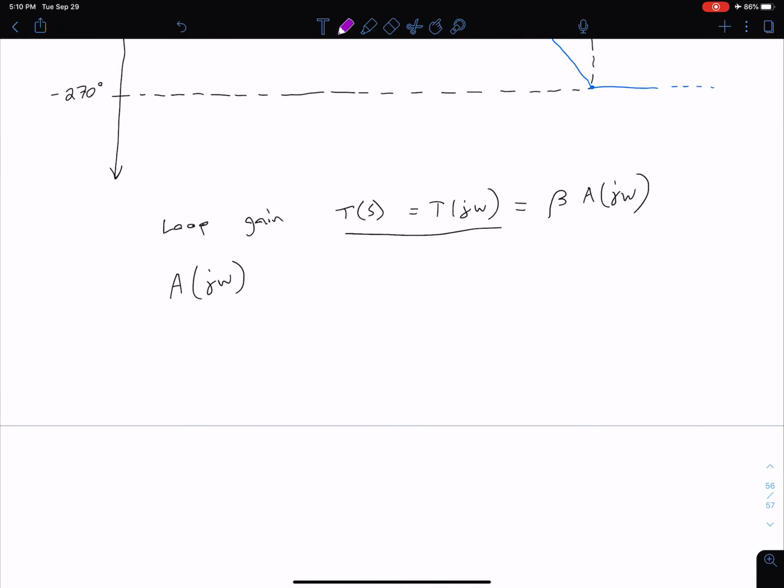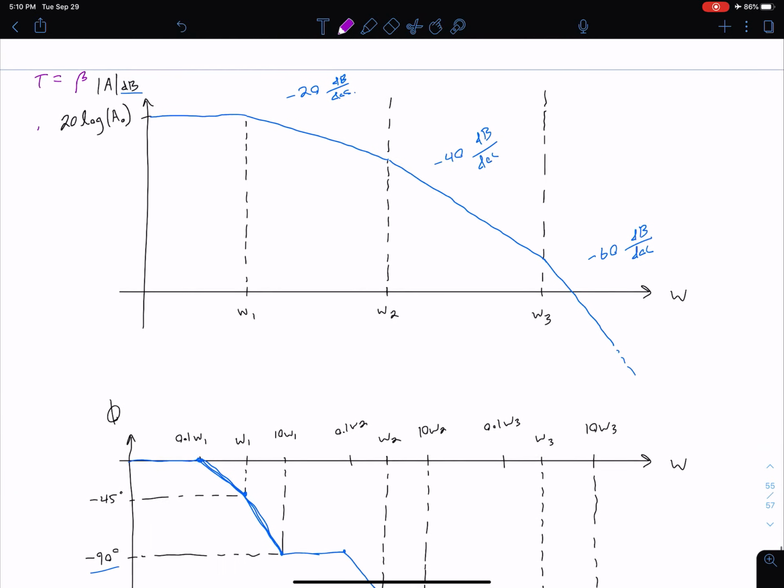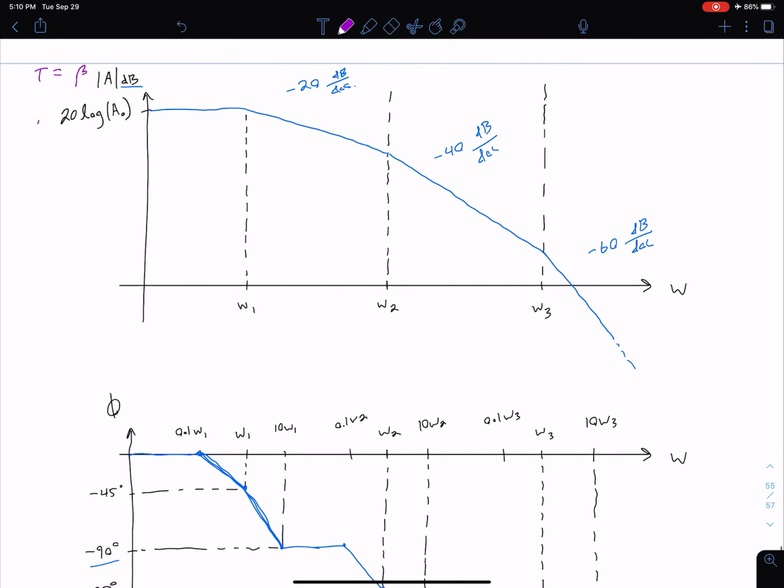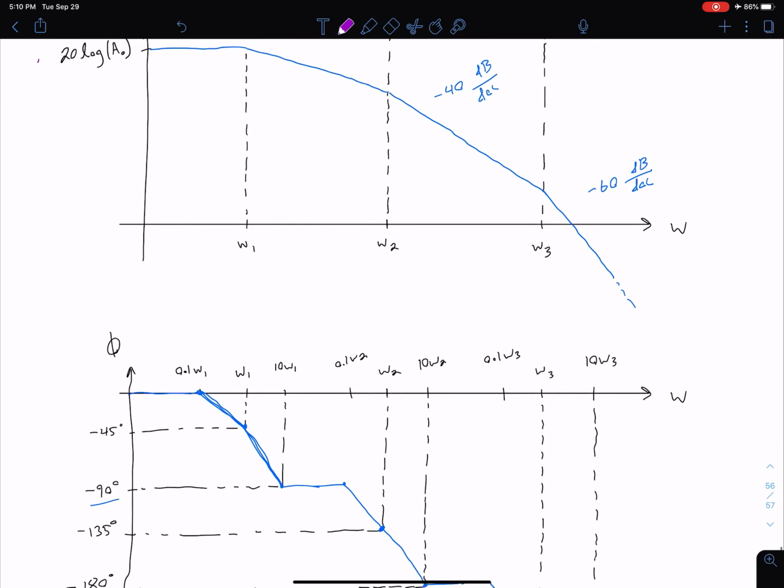So in general, keep in mind, as we've seen in all of our Bode plots, that our frequency response, or rather our loop gain response, is a function of frequency. Both the magnitude and the phase of our loop gain are going to depend on frequency.